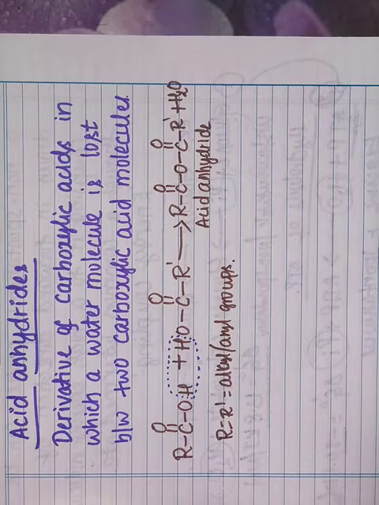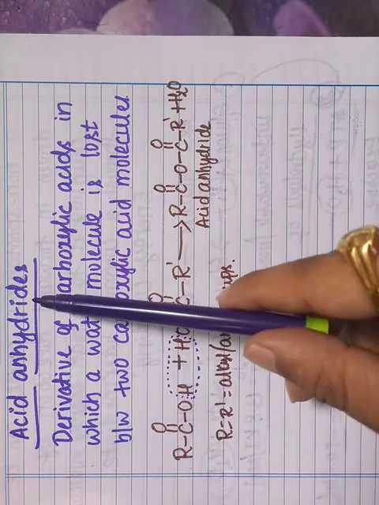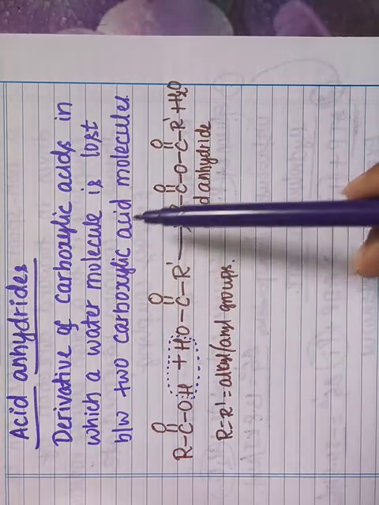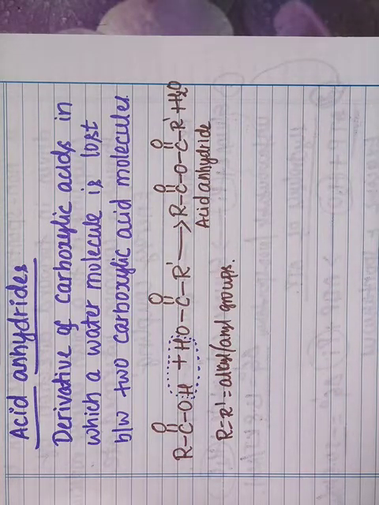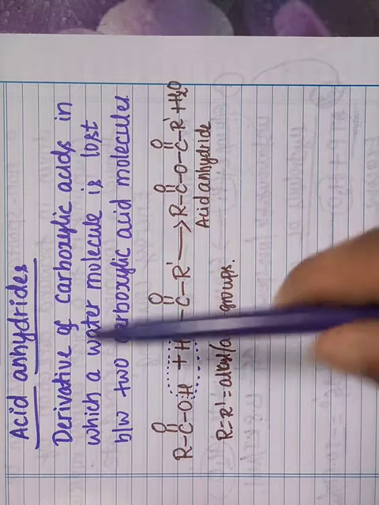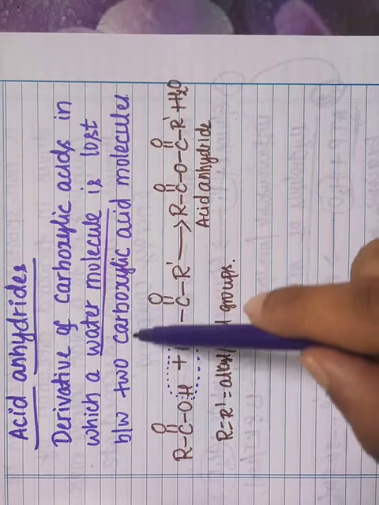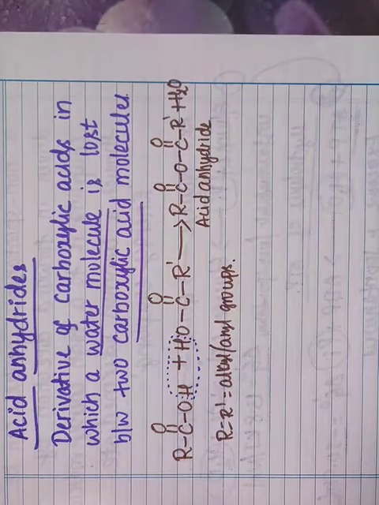Hello dear students. So in the carboxylic acids chapter, let us discuss acid anhydrides. Acid anhydrides are derivatives of carboxylic acids in which a water molecule is lost between two carboxylic acid molecules.